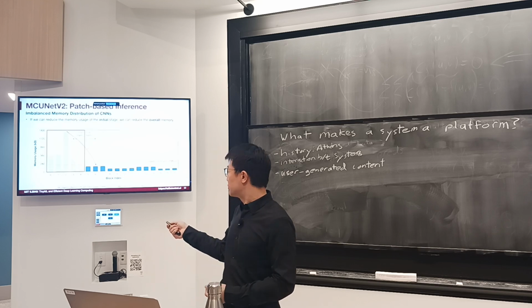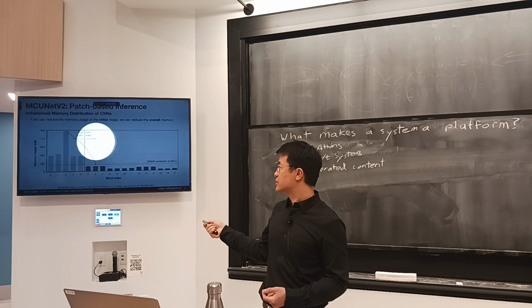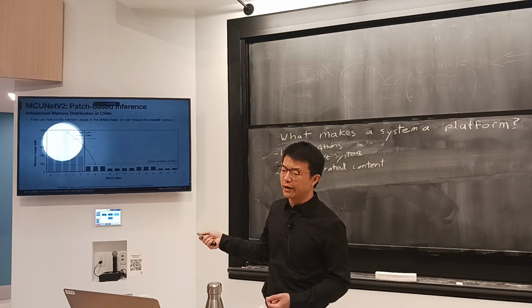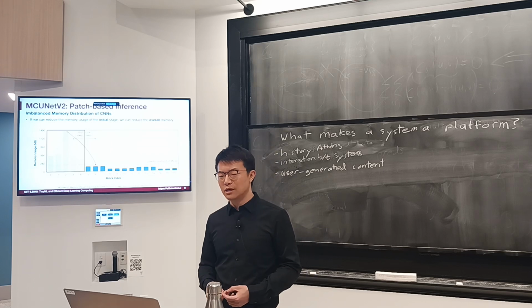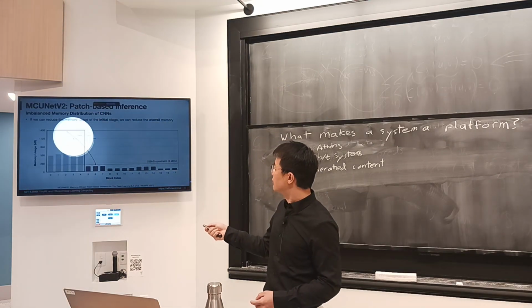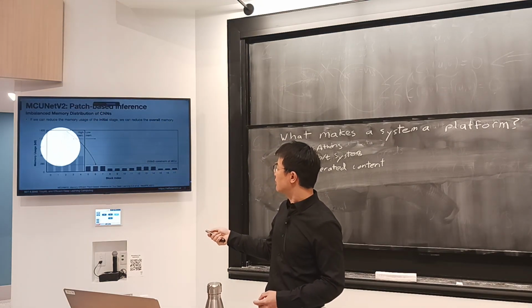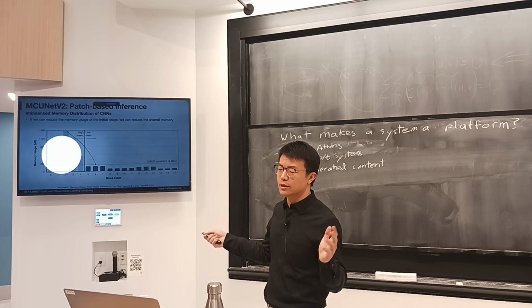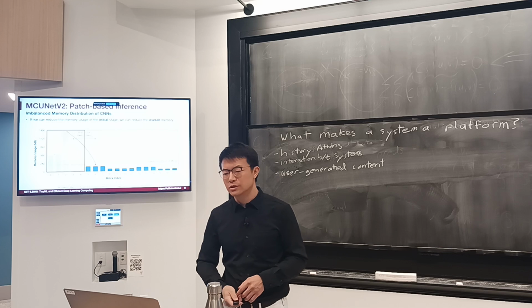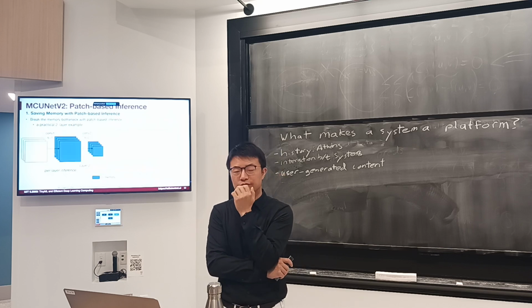So only the later blocks can fit. But the first couple of blocks have very high memory consumption, they cannot fit. So if we can reduce the memory usage of the initial 5 stages, then we can reduce the overall memory. And so how do we save the memory?